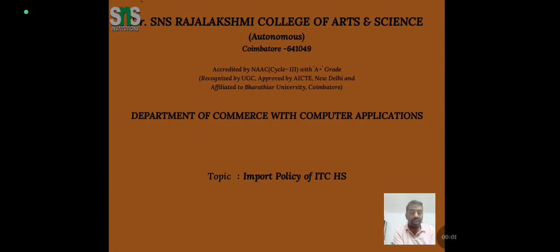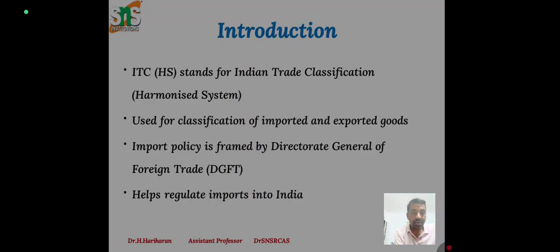Good morning. Today, let us focus on the import policies of ITC HS. ITC HS stands for Indian Trade Classification, and HS is nothing but Harmonized System, used for classification of imported and exported goods. Import policy is framed by the Directorate General of Foreign Trade (DGFT) and helps regulate imports into India.